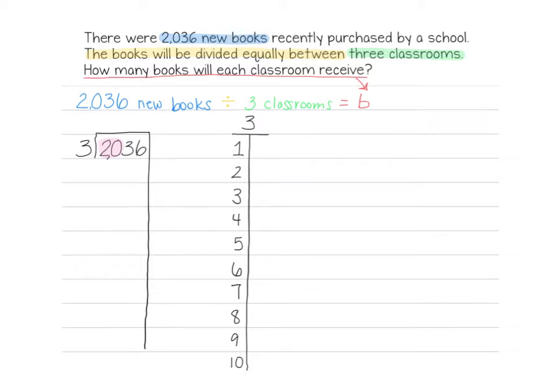So we're going to ask ourselves, okay, we have 20 hundreds. What number is close to 20 without going over it? 18. So we know if we use 18 hundreds, then we can take that away from 20 hundreds.